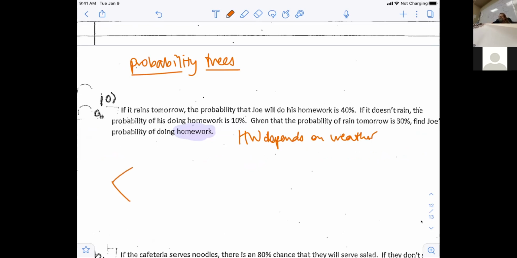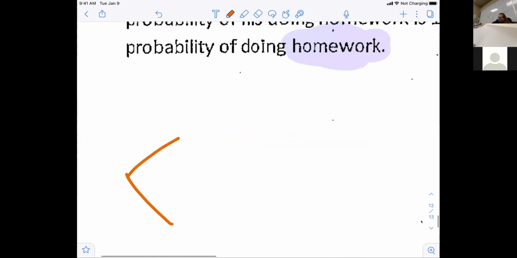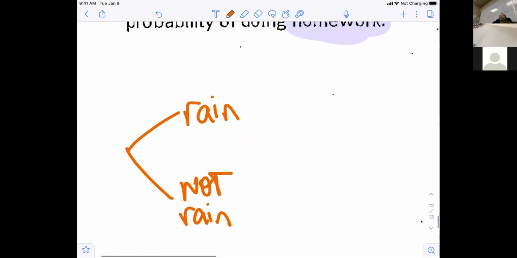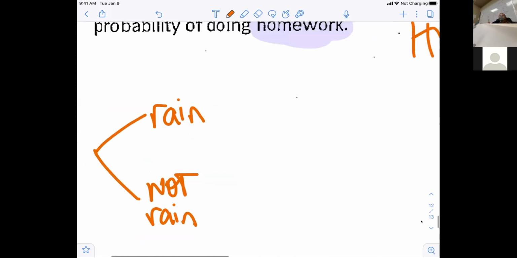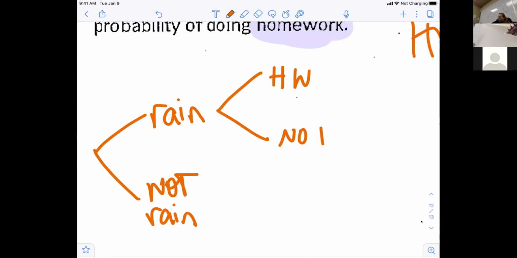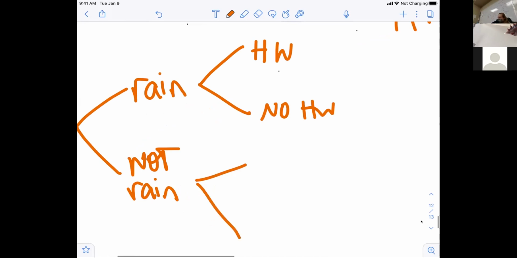There are 2 things that can happen with the weather tomorrow. It could rain, or it could not rain. Every time we do a probability tree, there's a correct answer, and then it's just not that. So rain, not rain. Homework, not homework. Blue, not blue. Go, not go. I don't know other options that you can have, but any option, it's this or that. Now, whether it rains or not, he has another choice, and that's homework or no homework. That happens if it rains. It also happens if it doesn't rain.